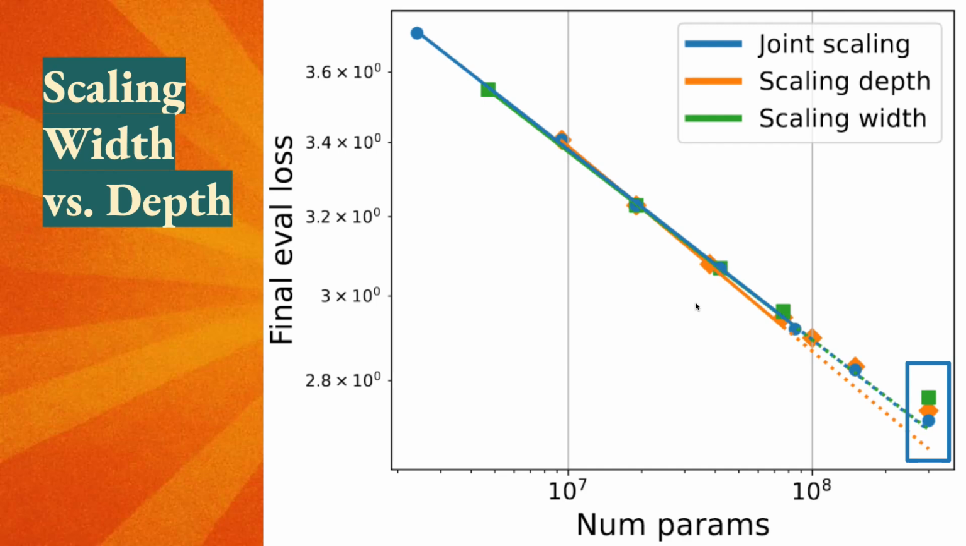Okay, one more experiment they did about scaling width versus depth is they combined depth and width and did joint scaling. And they found that when you do joint scaling, you achieve a lower loss than scaling depth and width independently.